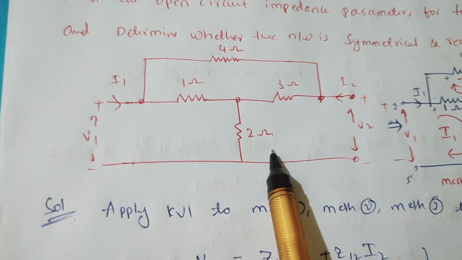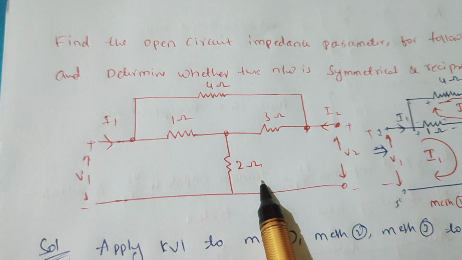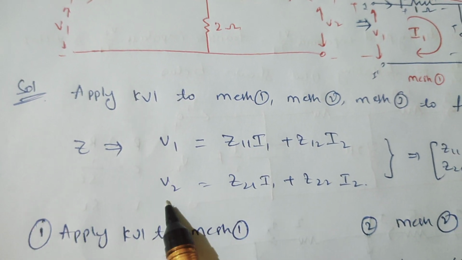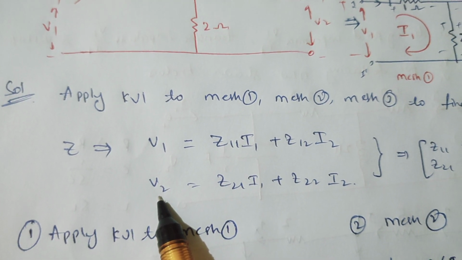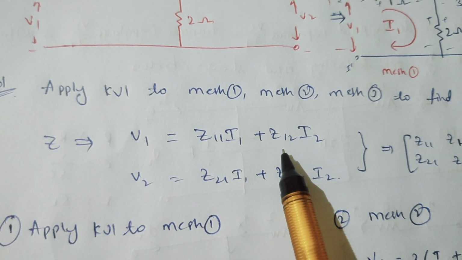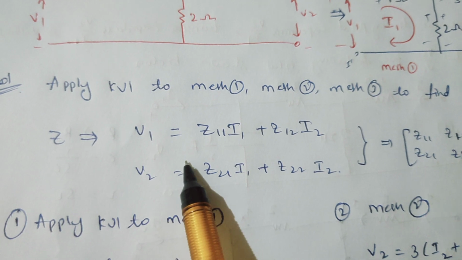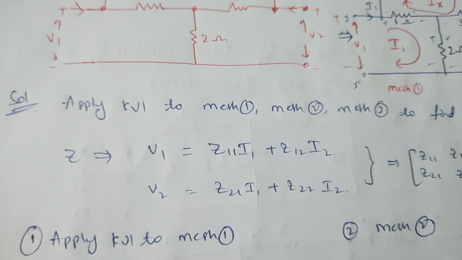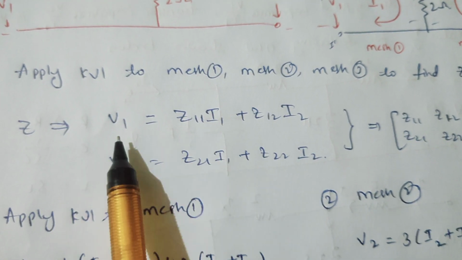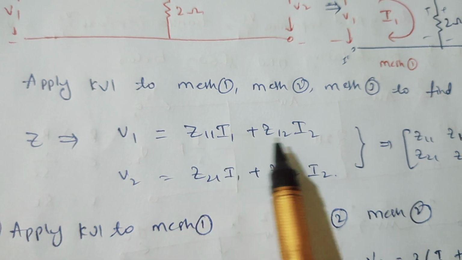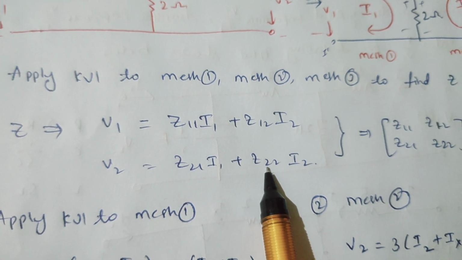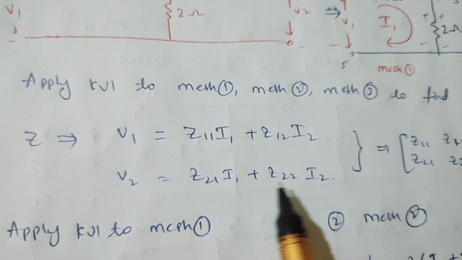Here we have to find the Z parameters, which are called open circuit impedance parameters. The Z parameter equations are in terms of V1 and V2. These are the dependent variables. V1 and V2 depend upon the I1 and I2 variables. Here I1 and I2 are your independent variables. So the voltage equations for open circuit impedance parameters are V1 is equal to Z11 I1 plus Z12 I2, and V2 is equal to Z21 I1 plus Z22 I2. Here we have to find Z11, Z12, Z21, Z22.